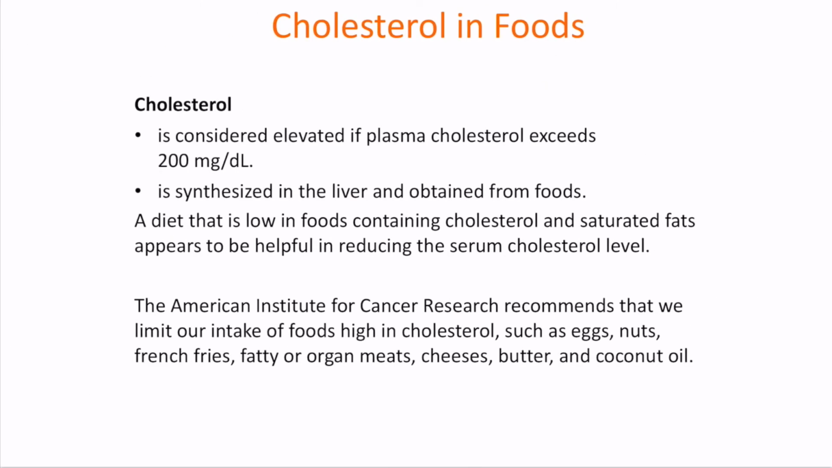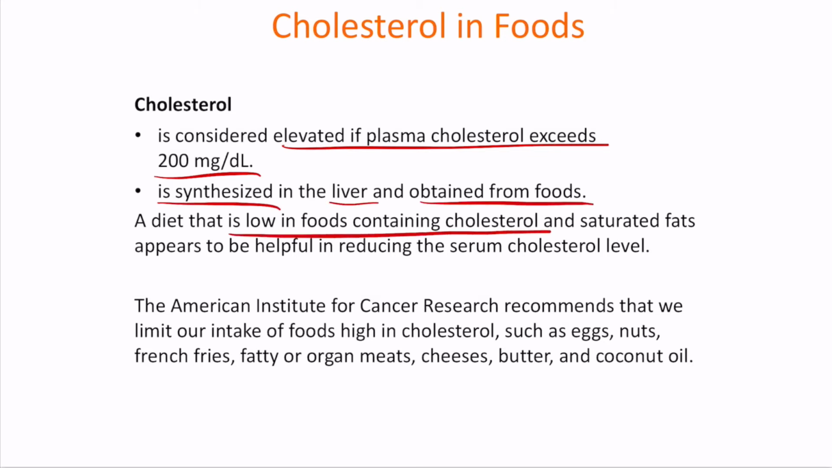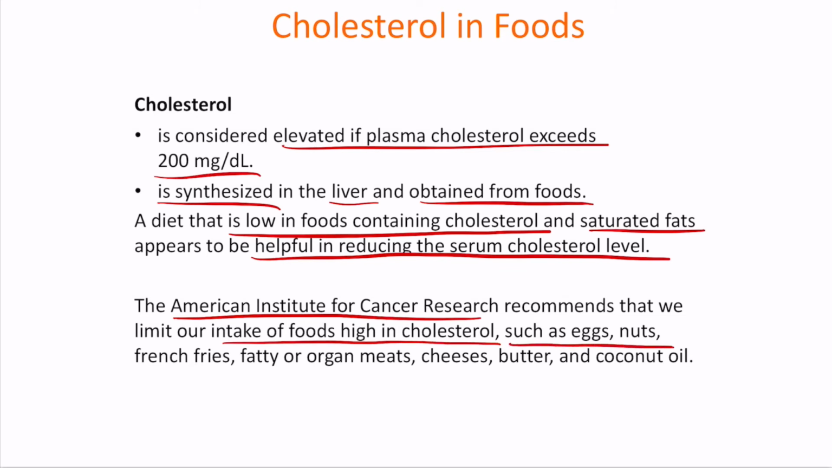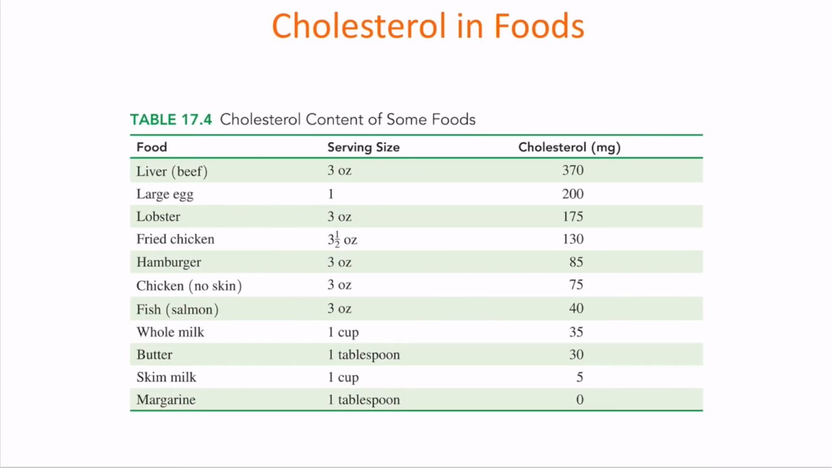Cholesterol is considered elevated if the plasma cholesterol exceeds 200 mg per deciliter, and it is synthesized in the liver and obtained from foods. A diet that is low in foods containing cholesterol and saturated fats appears to be helpful in reducing the serum cholesterol level. The American Institute for Cancer Research recommends that we limit our intake of foods high in cholesterol such as eggs, nuts, french fries, fatty or organ meats, cheeses, butter and coconut oil. These are the main sources where you get cholesterol from.